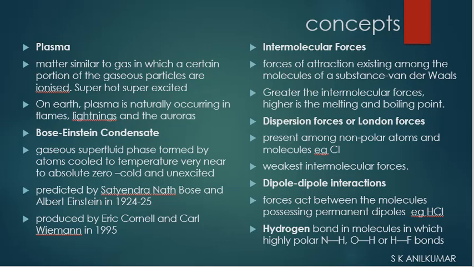Now, we are talking about a temperature which is near absolute zero. We cannot normally go near absolute zero in normal lab conditions. This was produced by Eric Cornell and Carl Wieman, but it was predicted by Bose and Einstein. That is why it was given their name.